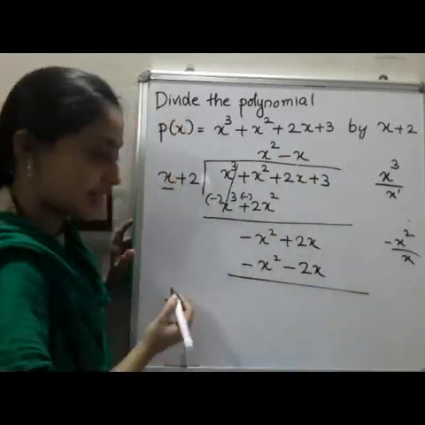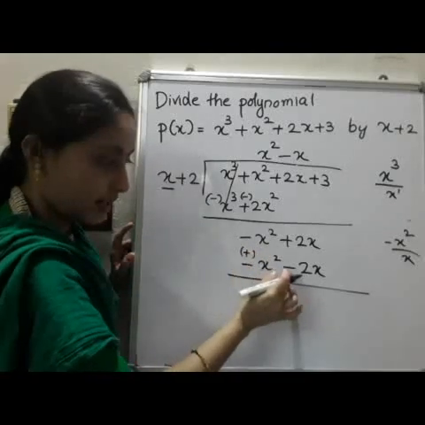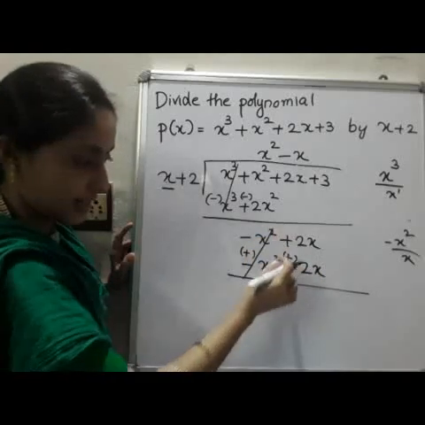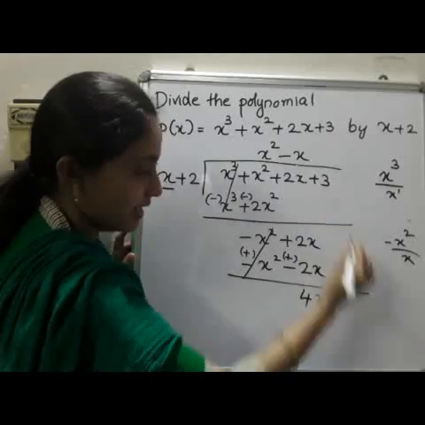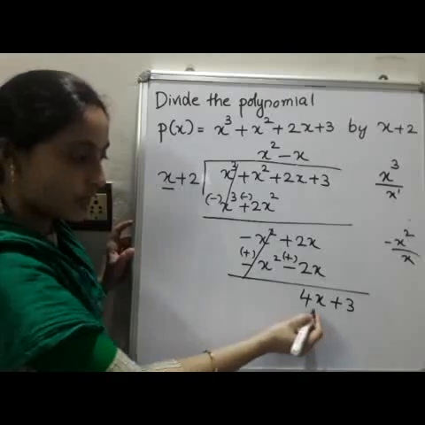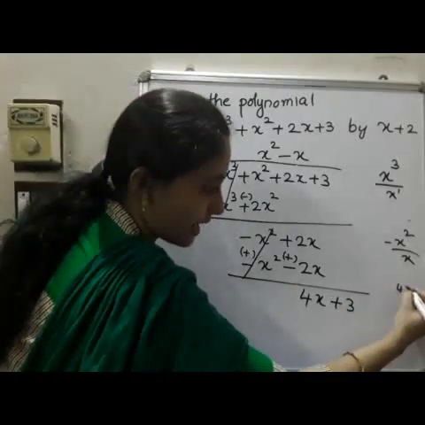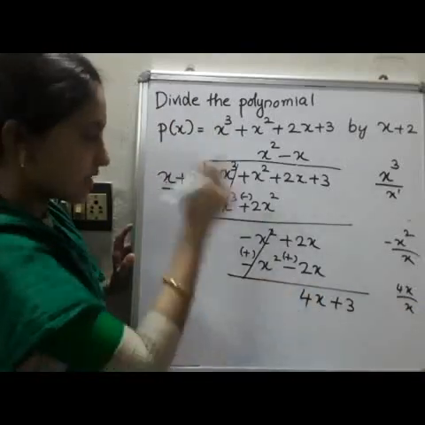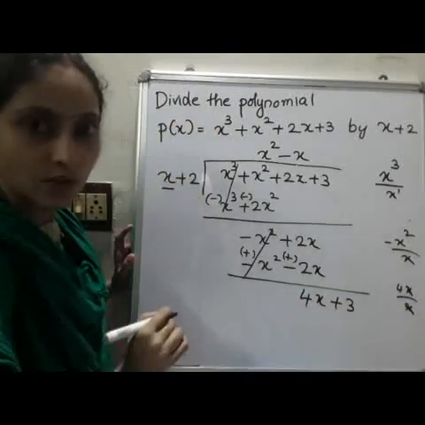Then what is the next step? Changing the sign. Here it is positive, here it is negative, so that changes to positive. This will be cancelled. 2x plus 2x is 4x. Then plus 3. Then you have to do 4x by x. If you don't know, write it down like this: 4x by x, this divided by this. Then x and x cancel. Remaining is 4.